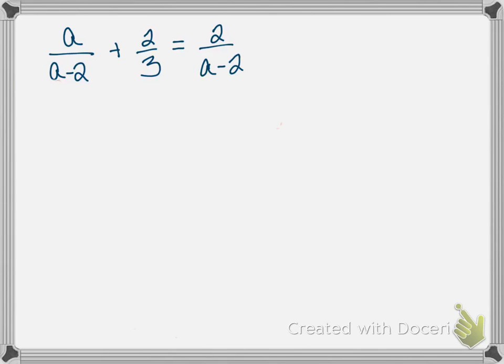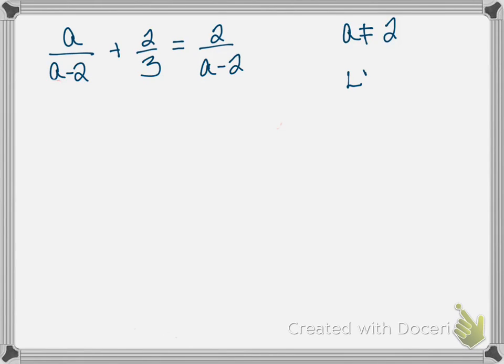Okay. I have A over A minus 2 plus 2/3 equals 2 over A minus 2. When you are looking at this, what is it that A cannot be for this one? Correct. A cannot be 2. So if I get 2 as an answer, what do I have to do? I have to throw it out, because 2 minus 2 gives me 0. It's not allowed. Okay? So I'm going to solve this.